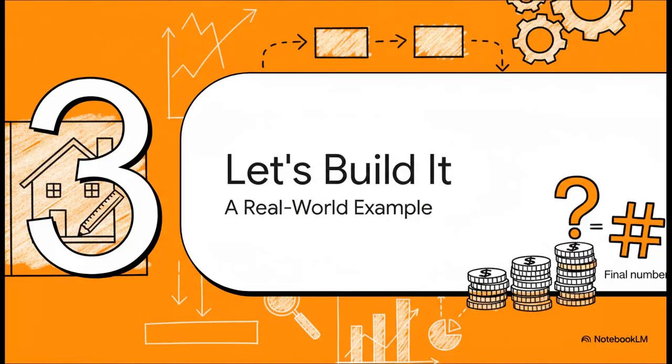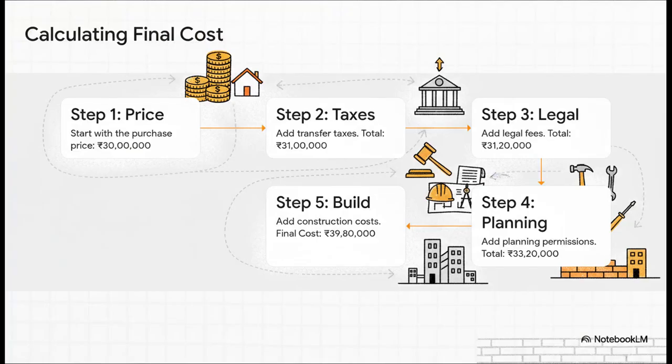Okay, enough with the theory. It's great, but let's make this really stick. We're going to take all these rules and apply them to a real-world example step by step so you can see exactly how this final number gets built. Ready? Let's do the math. We'll start with our base, a purchase price of 30 lakhs. Okay, step 2, add the transfer taxes of 1 lakh. Now we're at 31 lakhs.